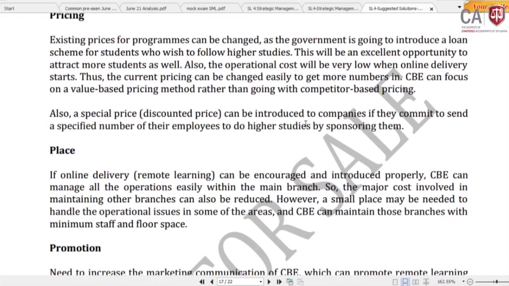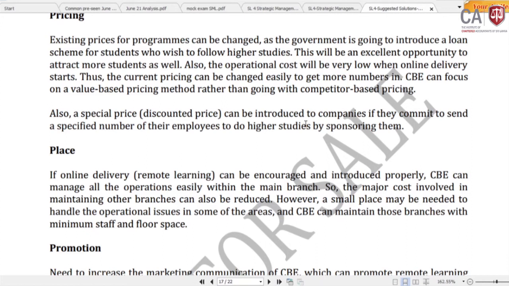This will be an excellent opportunity to attract more students as well. Also, operation cost will be very low when online delivery starts, so the current pricing can be changed to get more numbers in. CB can focus on a value-based pricing method rather than going with competitive-based pricing. So, they may be able to reduce the price due to these online options, because most of the overheads are coming down.